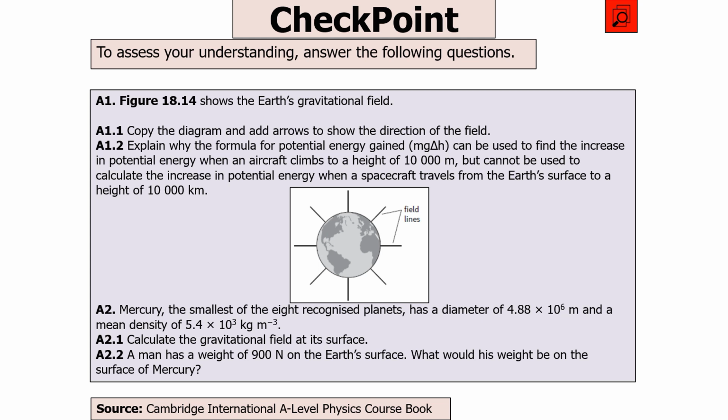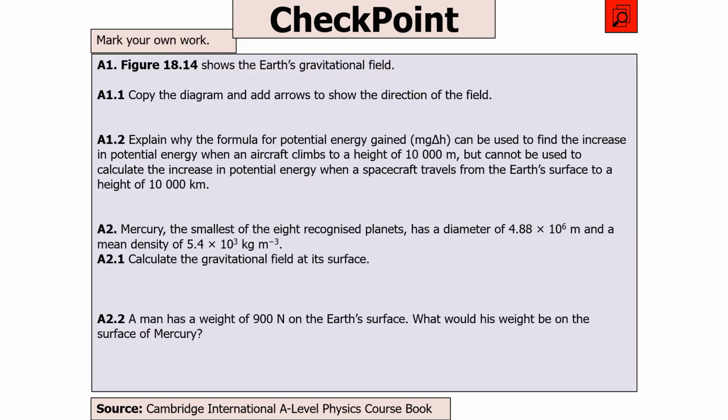Then Mercury, the smallest of the 8 recognised planets, has a diameter of 4.88 times 10 to the 6 metres and a mean density of 5.4 times 10 to the 3 kilograms per metre cubed. Calculate the gravitational field at its surface. Then a man has a weight of 700 newtons on the Earth's surface. What would his weight be on the surface of Mercury? So pause the video now, then unpause the video when you want to go through your answer.